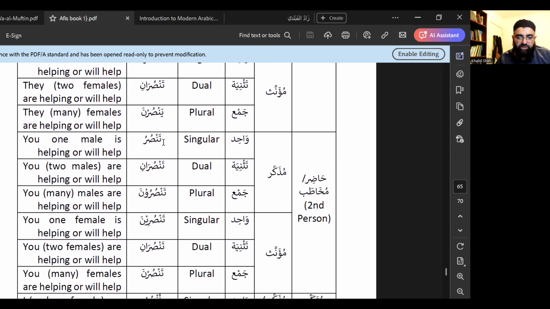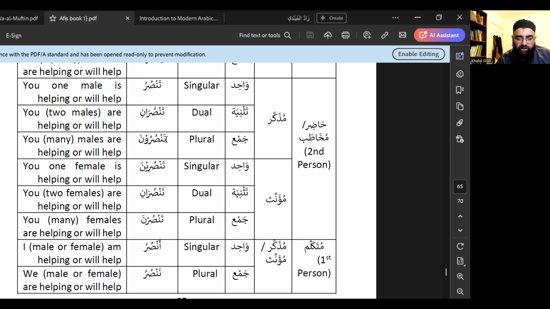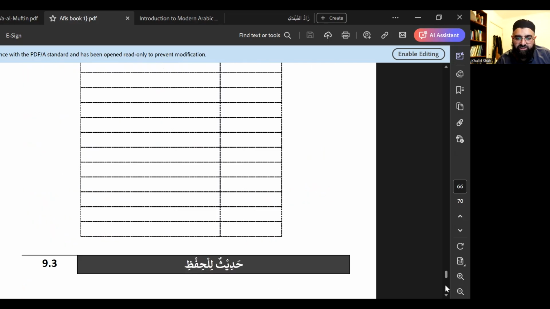So have a look here. Tansurani appears 3 times, right? For female, second, third person, and for both the second person, female and male. Tansur also appears a few times. But anyway, you have to memorize the table. Then ansuru, nansuru, right there. So this is the 14 table.